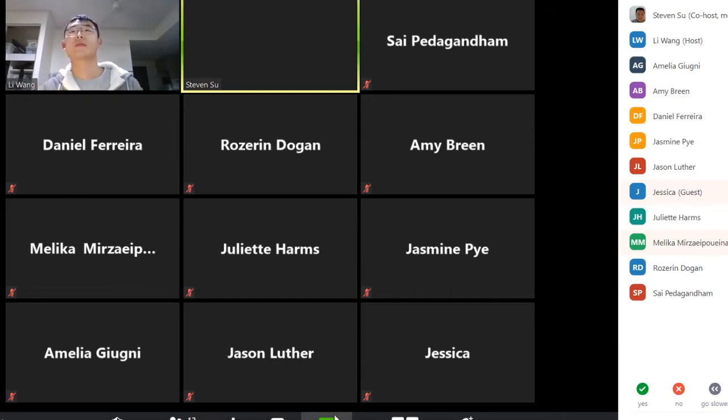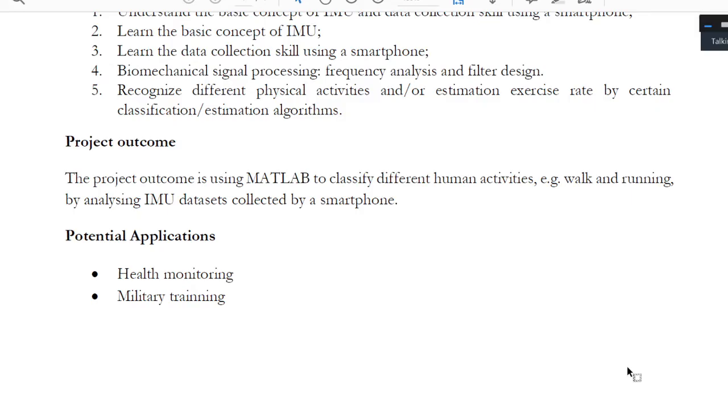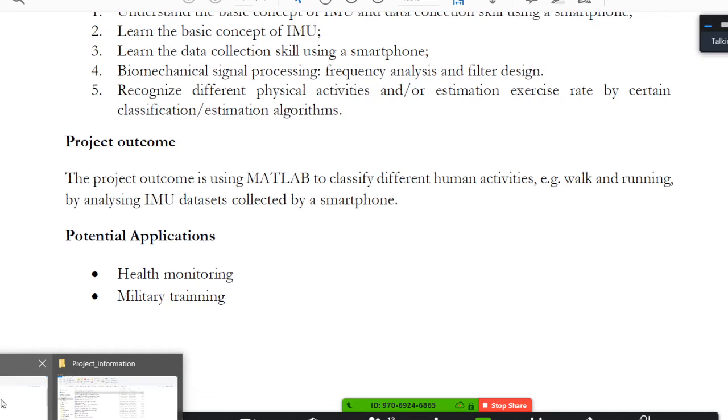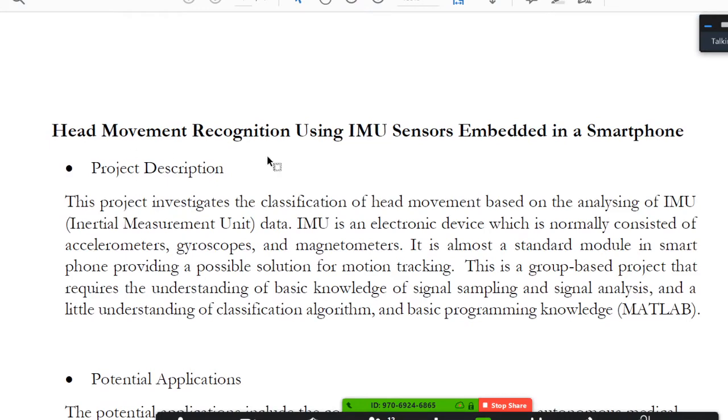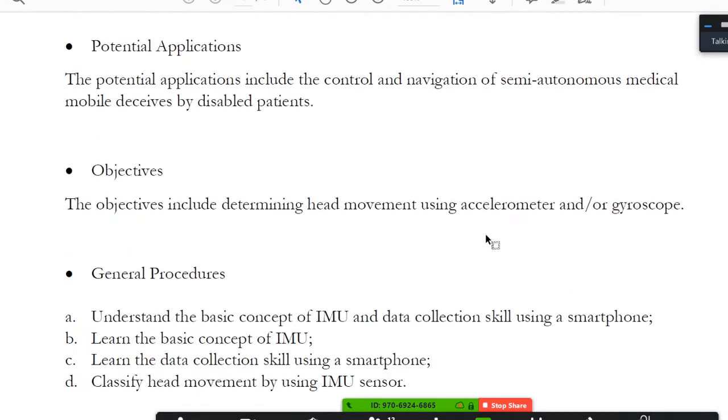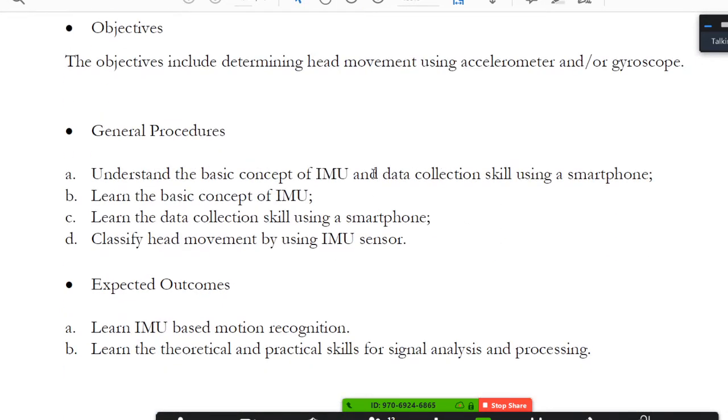We discussed the third one. The third project is called head movement detection: head movement recognition using the IMU sensor embedded in a smartphone. The general procedure is to understand basic IMU data collection using a smartphone, learn the basic concepts of IMU, and classify head movement using the IMU sensor. This is a little bit of classification technique, but it's very simple, maybe just threshold detection.